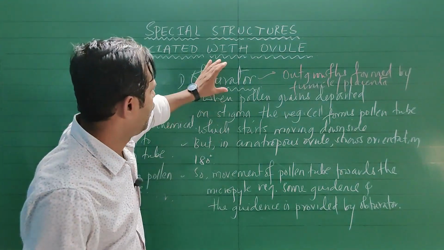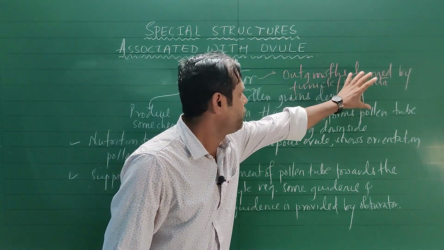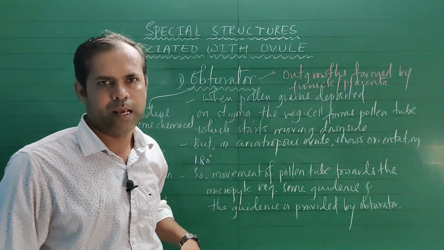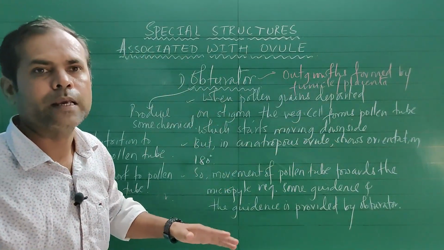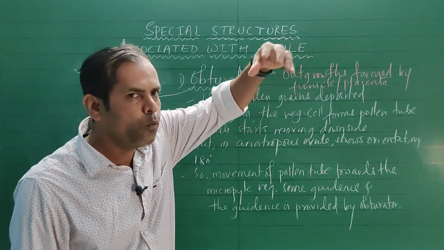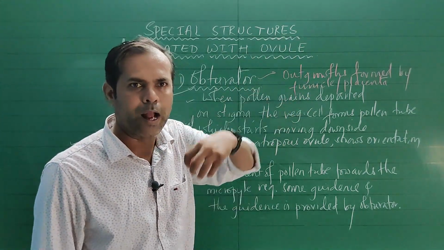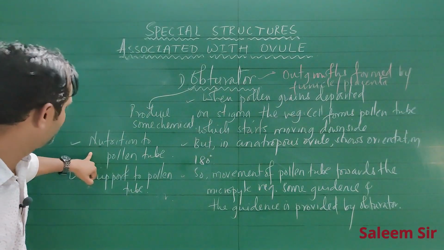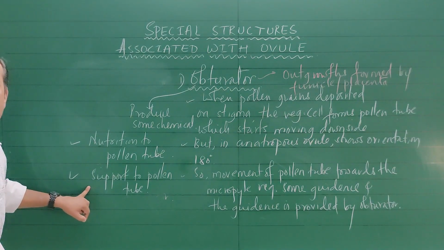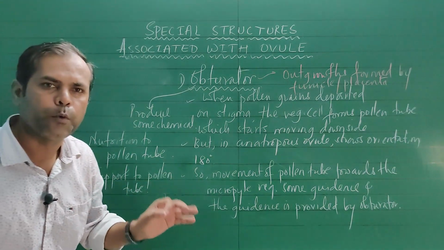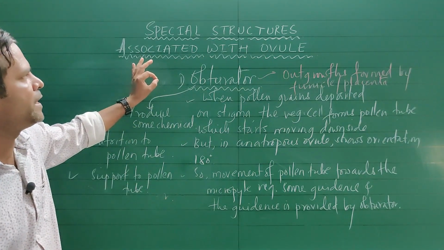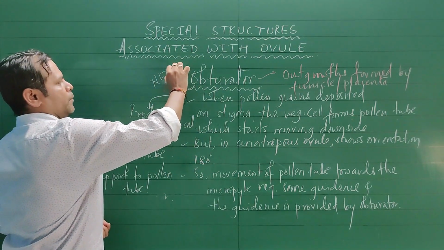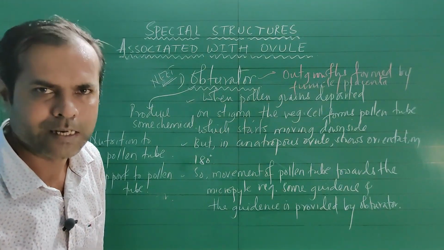Hope it is clear. Obturator outgrowths are formed by funicle and placenta. ये पोलन ट्यूब को रास्ता दिखाता है माइक्रोपाइल की तरफ, क्योंकि एनोट्रोपस ओव्यूल घुमा हुआ है, ओरिएंटेशन है, नीचे की तरफ ऐसे घुमा हुआ है. दूसरा फंक्शन है इसका पोलन ट्यूब को न्यूट्रिशन देना, और तीसरा फंक्शन है इसका पोलन ट्यूब को सपोर्ट देना. So the first special structure associated with ovule is obturator. Obturator, you can say one of the important questions for NEET examination.